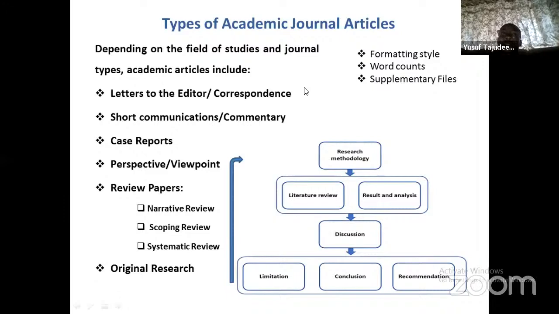So case reports are usually applicable to those who are working in clinical settings. When you are working in the clinical settings and you notice a particular disease, maybe you discover a novel finding. For instance, you are working on malaria, probably on a malaria vaccine, and you discover a novel finding. So you can write a case report. Or maybe you are working on a patient and you discover a new disease in that patient, so you are going to write that as a case report.